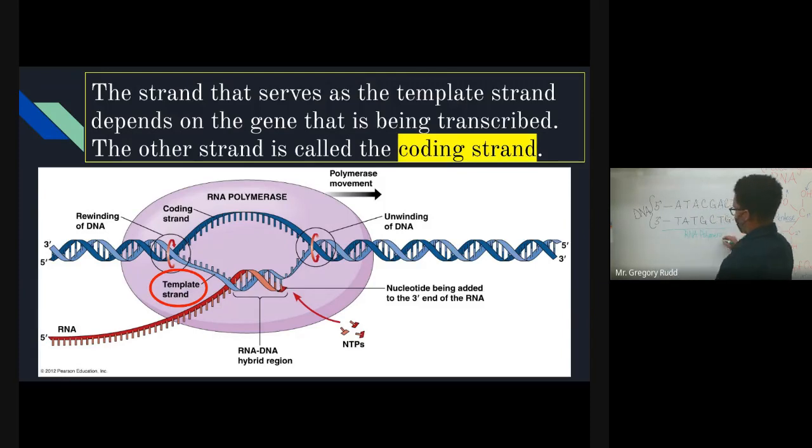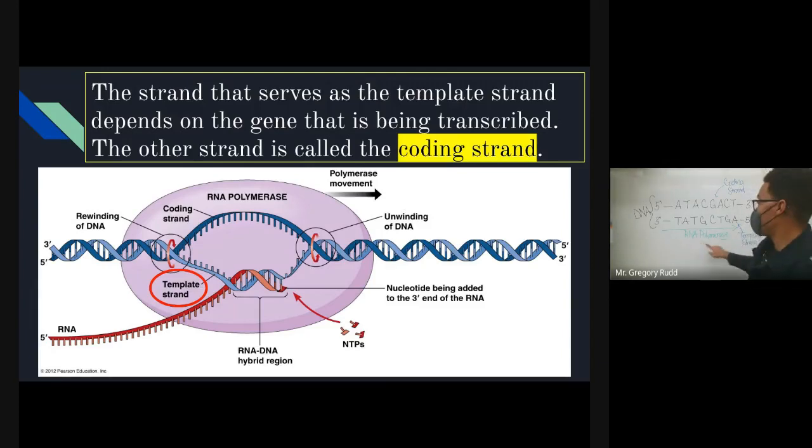And of course, we see this -ase ending because it's an enzyme. I just want to demonstrate why this is happening. So this strand now becomes the template strand. And then what's this one called? The coding strand. You might be wondering, why is this called the coding strand? We are about to see why.